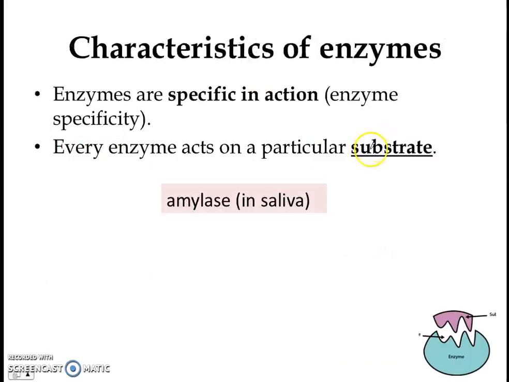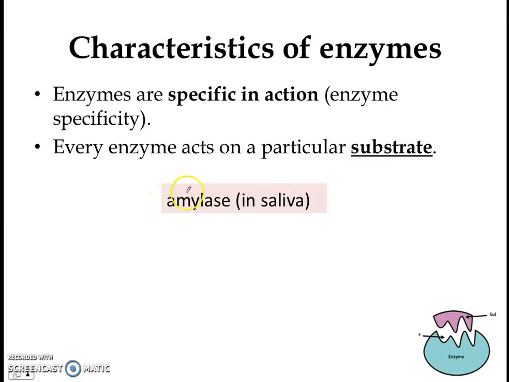Now the fact that the enzymes in our digestive system cannot act on cellulose or break it down is because enzymes are specific in action, or this thing called enzyme specificity. Now what that means is every enzyme can only act on a particular substrate. A substrate is the substance that an enzyme acts on.